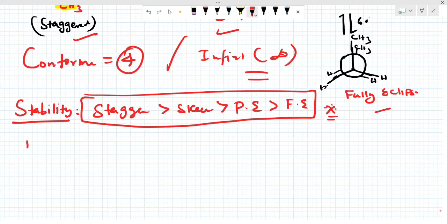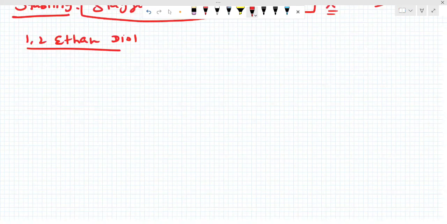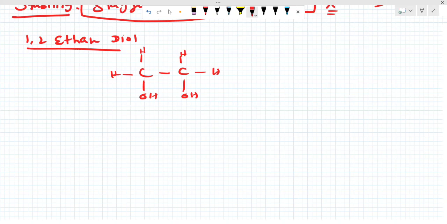Now, 1,2 ethane diol. That is very interesting and very important. Please note. 1,2 ethane diol is also like butane, because instead of 2 methyl groups, 2 OH groups will be there. Carbon, hydrogen, and OH. This can also exist in 4 forms: staggered, partial eclipse, gauche or skew, and full eclipse.